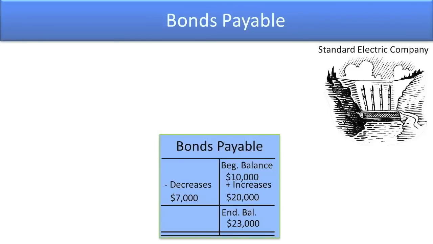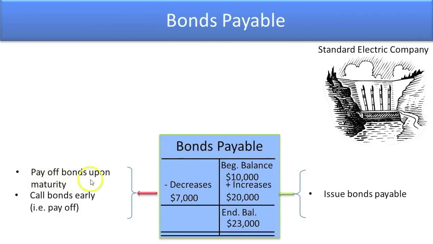Bonds payable. Bonds payable are simply another means of borrowing money from others. Usually this will be borrowed from debt investors or other companies. Bonds payable increase when bonds are issued, and they decrease when they pay off the bonds upon maturity. Or, if they are allowed to call the bonds, which means pay them off early, the bonds payable will decrease at that point in time.